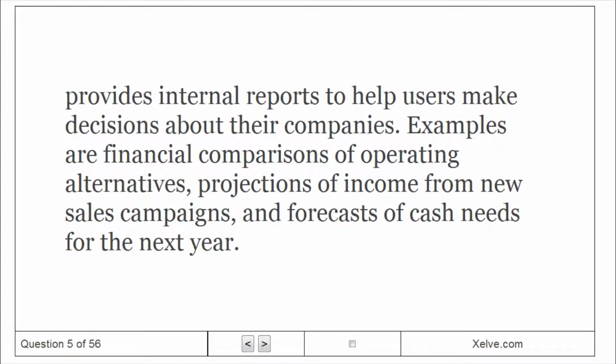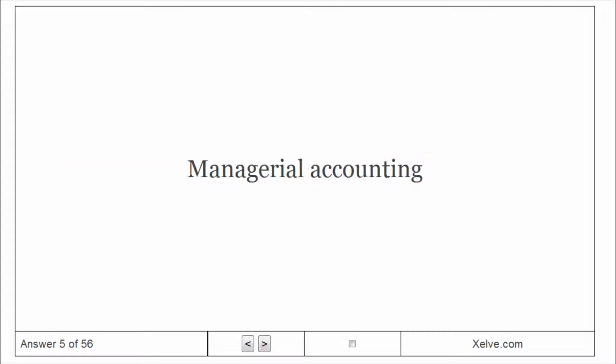Provides internal reports to help users make decisions about their companies. Examples are financial comparisons of operating alternatives, projections of income from new sales campaigns, and forecasts of cash needs for the next year. Managerial accounting.